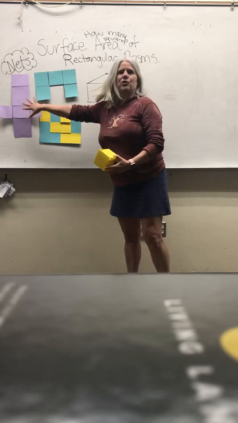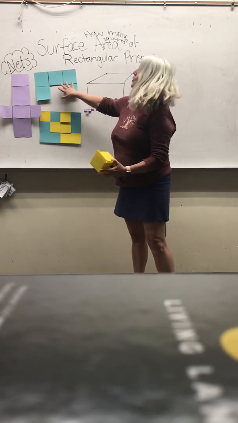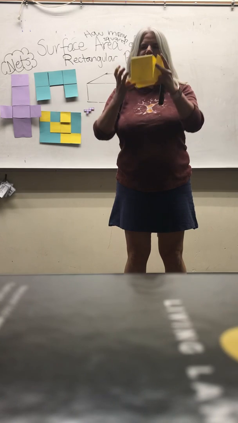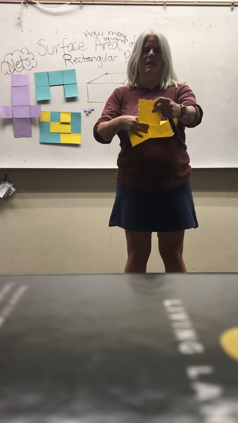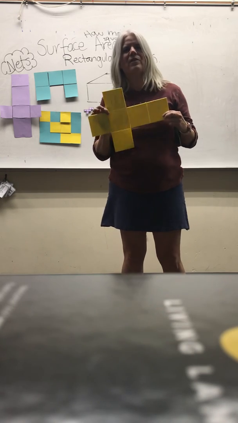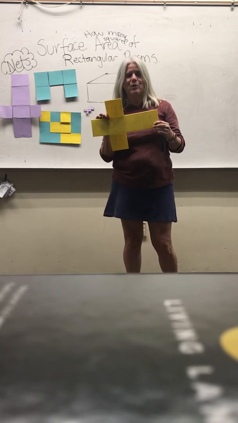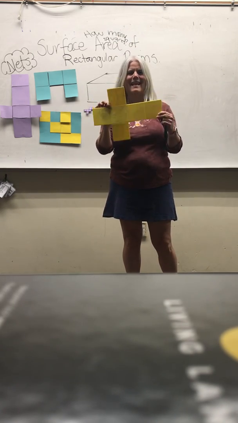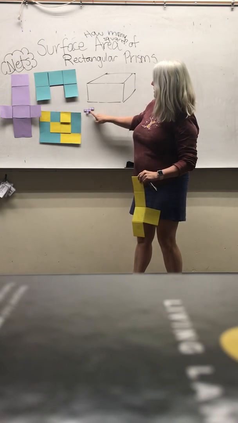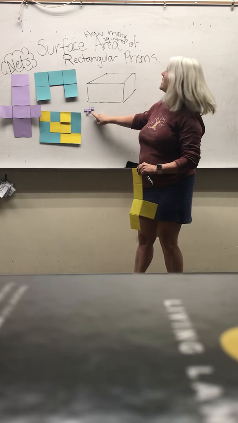I have some pictures of nets up here, some actual nets. But here is a rectangular prism, and if I unfold it, it makes a net. It's flat. One of the things you're responsible for is being able to recognize, is this a net of a rectangular prism? So if you look up here at these, this one's really small, so hopefully you can see that.